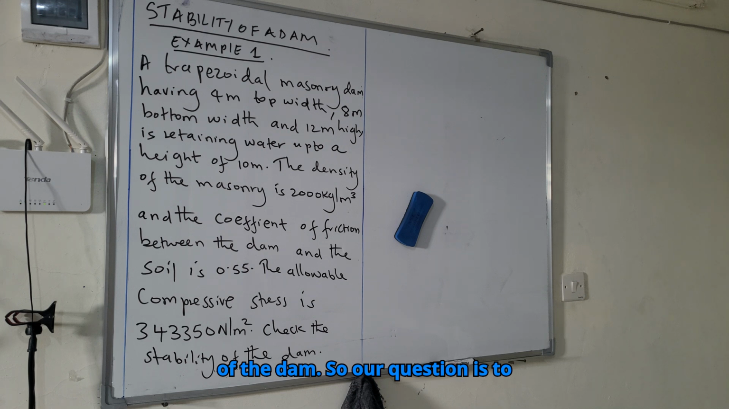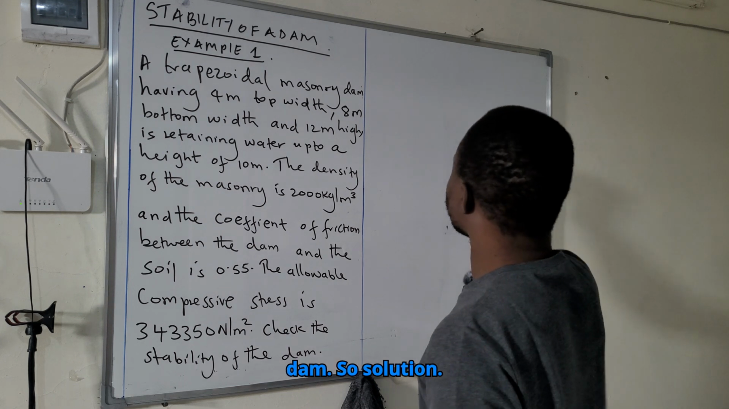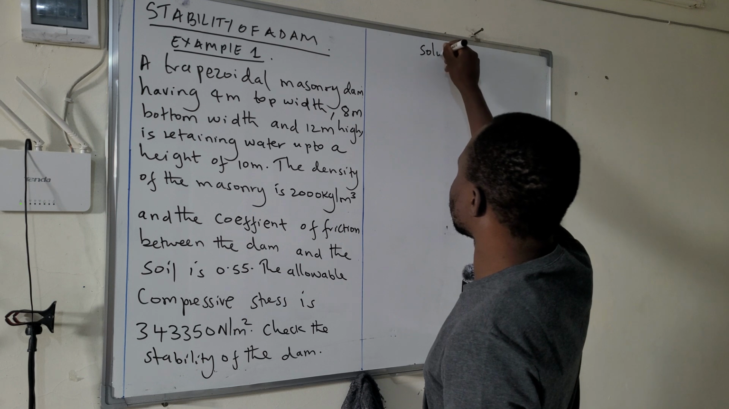So our question is to check the stability of the dam. So we want to check the sliding, the tension, compressive, and overturning. So let's begin solving this question. The first thing to do is to draw the dam. So, solution.